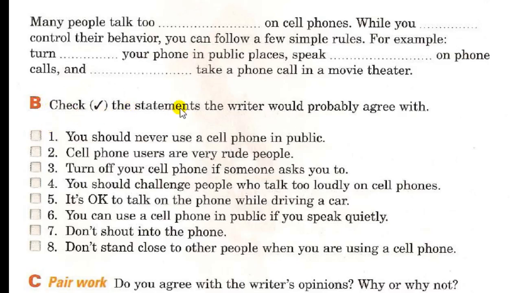B. Check through the statements the writer would probably agree with. 1. You should never use a cell phone in public. Wrong. You can use a cell phone in public, but without causing any annoyance to anybody. 2. Cell phone users are very rude people, impolite, bad people. Wrong.